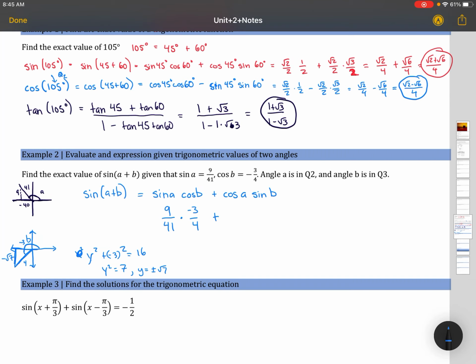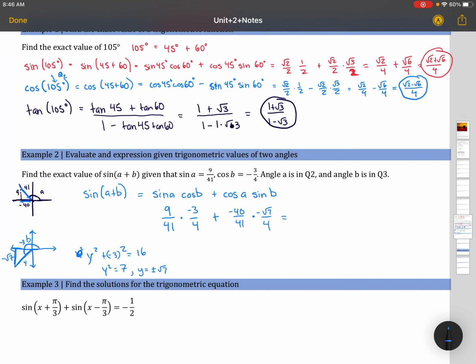So the cosine of angle A is going to be negative 40 over 41. So that's negative 40 divided by 41, because we can use the reference angle here. So adjacent over hypotenuse is going to be the cosine. And then for B, the sine is going to be negative root 7 over 4. So times negative square root 7 divided by 4.